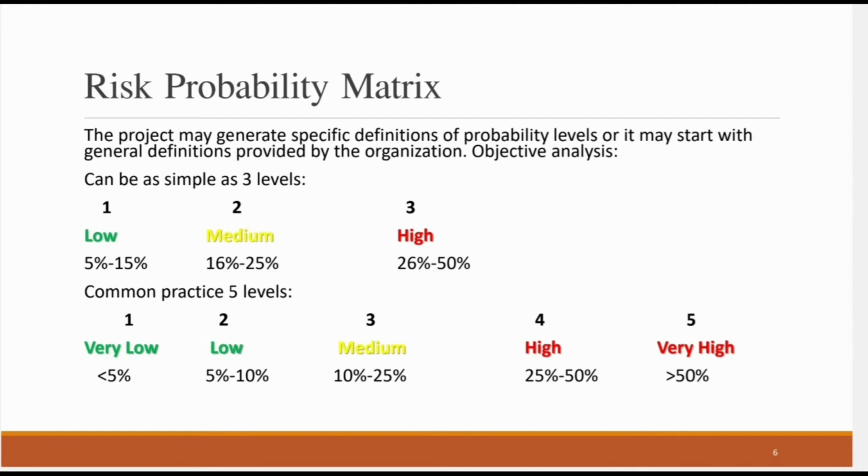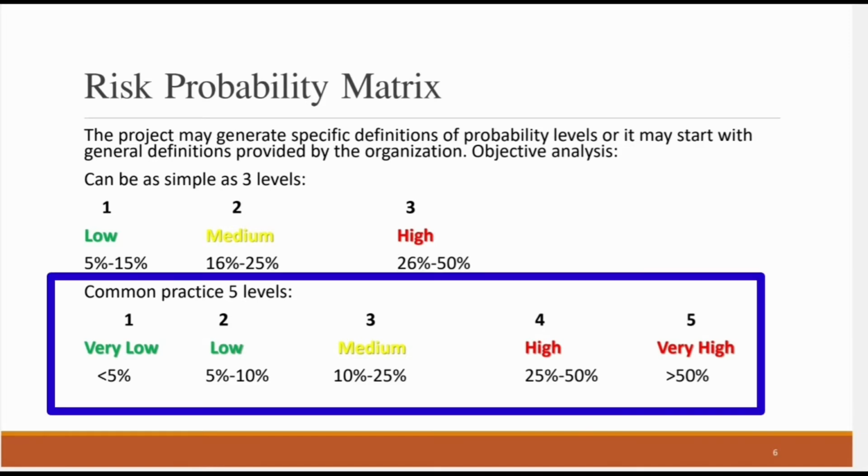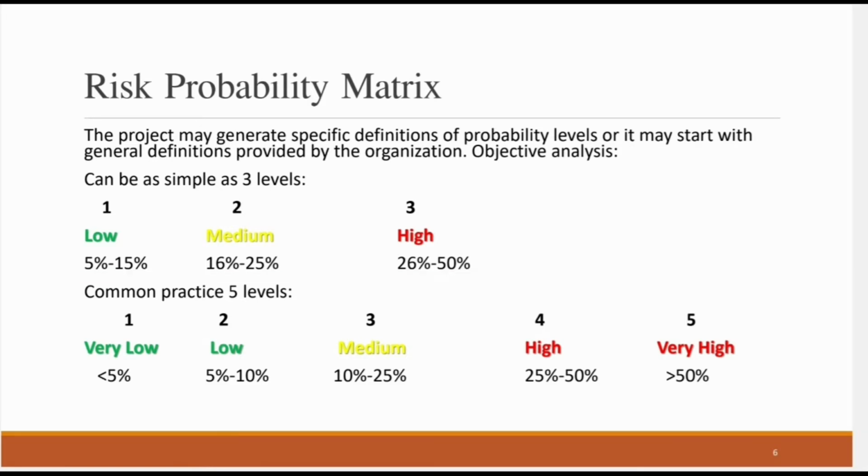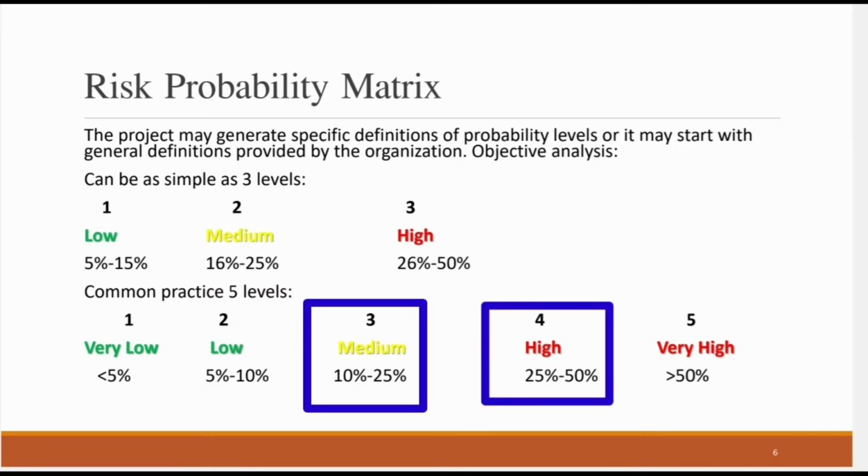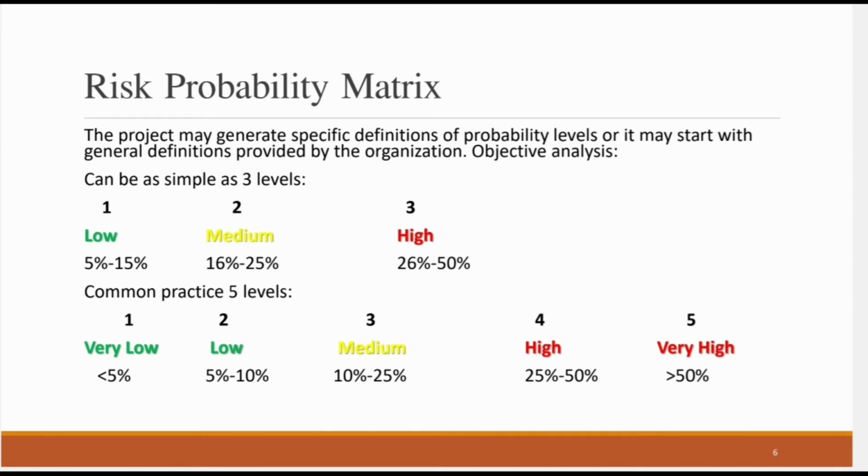So let's take the other probability matrix where we have said we're going to use 5 parameters in order to evaluate the risk: the very low, low, moderate, high, and very high. We will see that anything less than 5% is considered to be very low. Anything between 5% to 10% is considered to be low. Anything between 10 to 25%, that's considered to be medium or moderate. Anything that happens between 25 and 50%, that's considered to be high. Anything that's beyond 50% is considered to be very high.